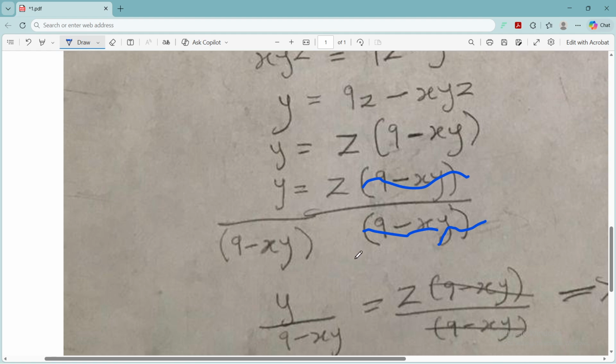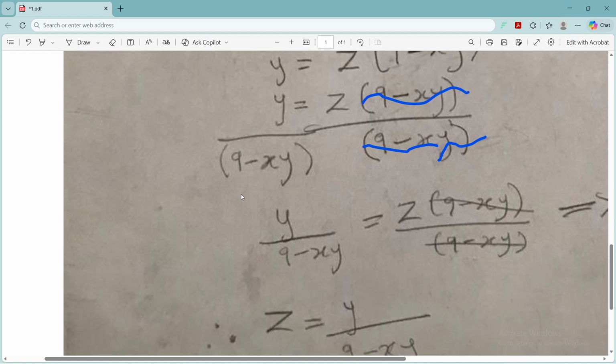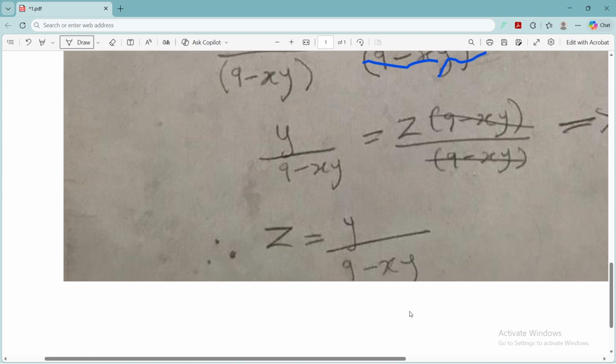And when it does so, we are going to have our z to be independent, right? So we are going to have our z to be independent now because we've cancelled out the common factor, which is, or in brackets, 9 minus xy. So our z is going to be z equals the fraction y divided by 9 minus xy as our final answer, right?